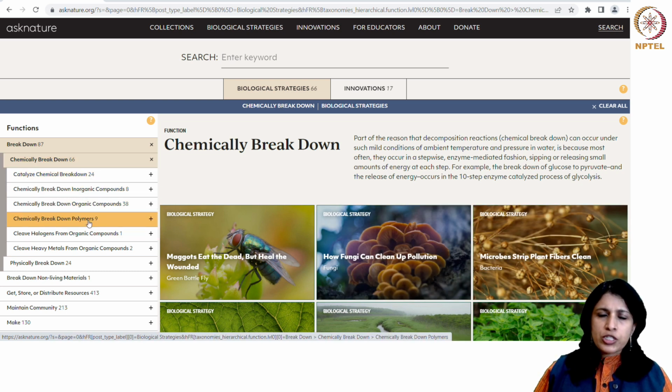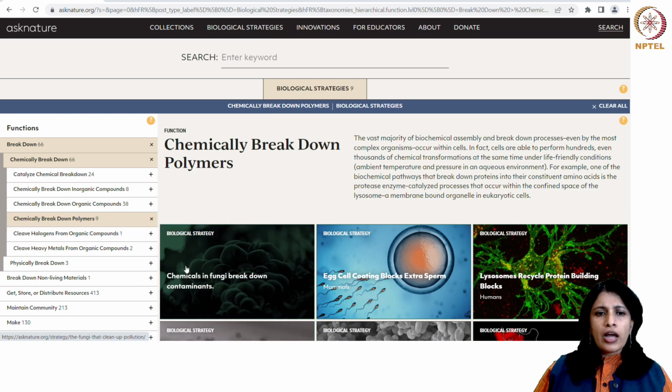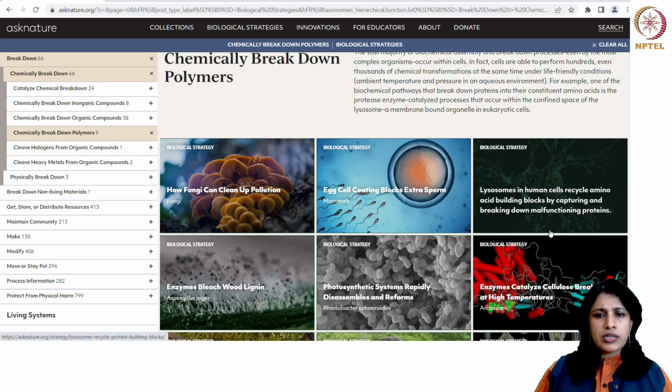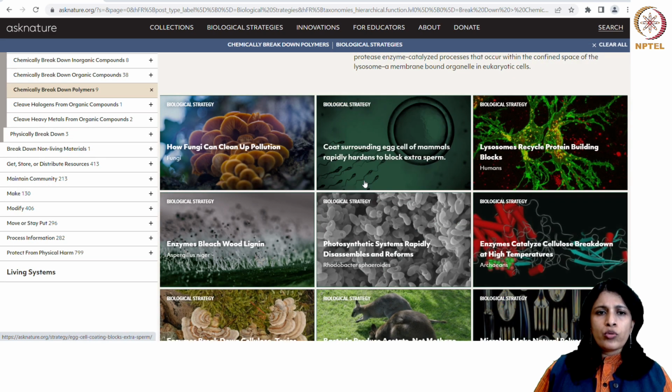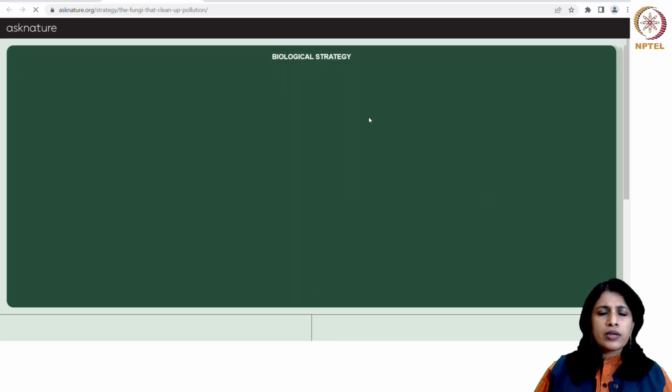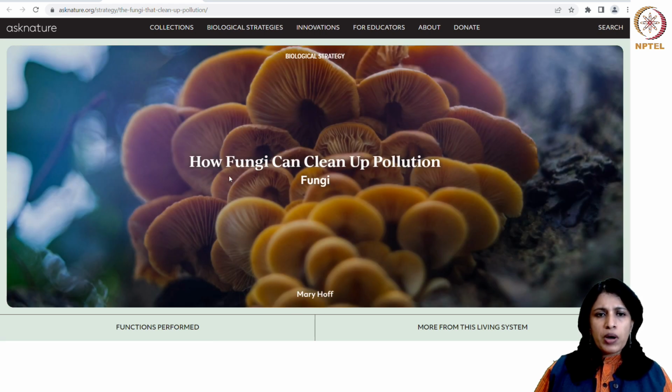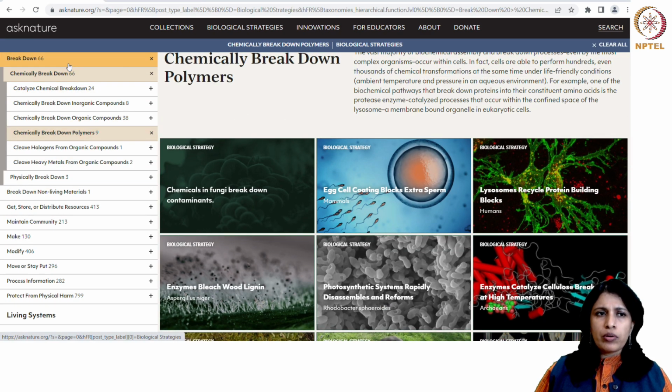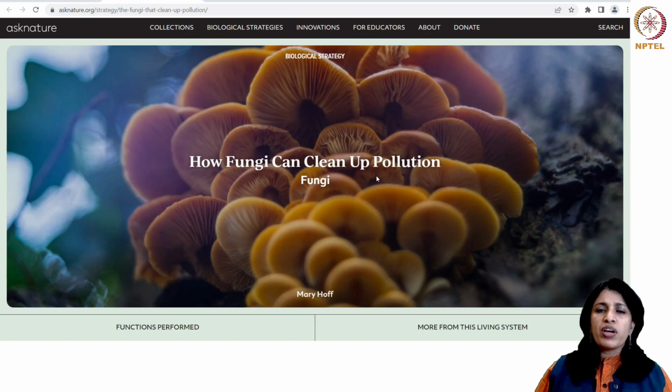And you can further look at specific items there, saying, let's say, chemically break down polymers, 9 organisms are here. You click on that and you find these 9 organisms right here. You can click on any one that is of interest to you. You open that. And this one is on how fungi can clean up pollution. So we came here from chemically breaking down polymers. So fungi are performing a function of chemically breaking down polymers.